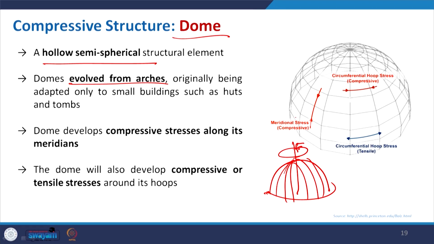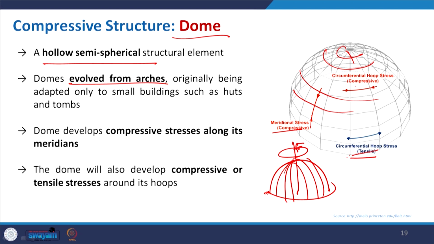So, here also it is the same, but as I tried to mention, whenever you take this dome and look at the meridional stress, in this case it is in compression. They are trying to get very close to each other. But at the bottom they will try to go out from each other, so in the hoops tensile force is developed. At the top, when these hoops try to get closer, compression takes place.